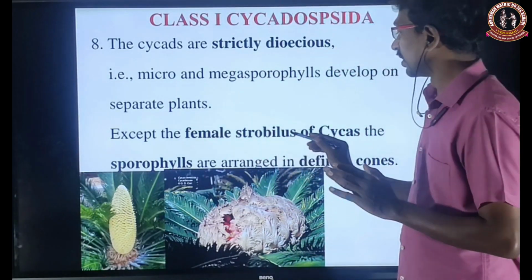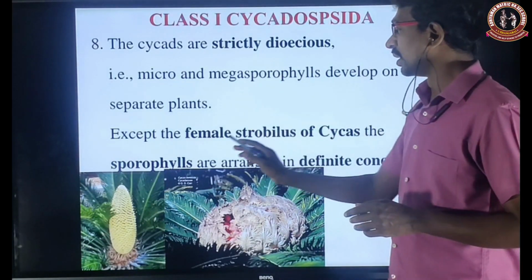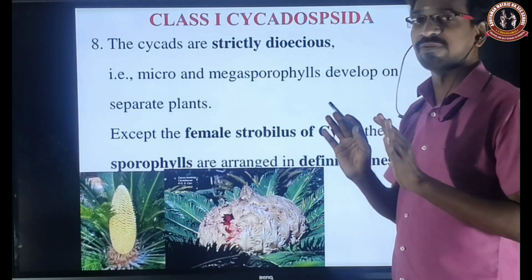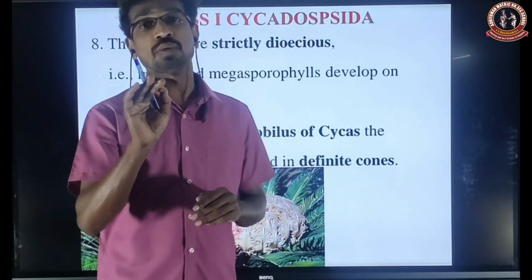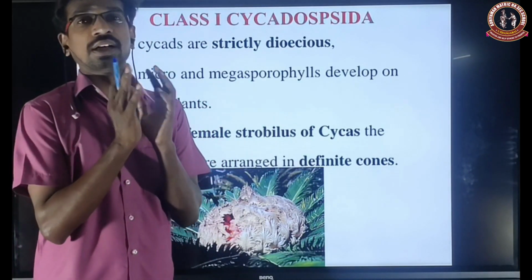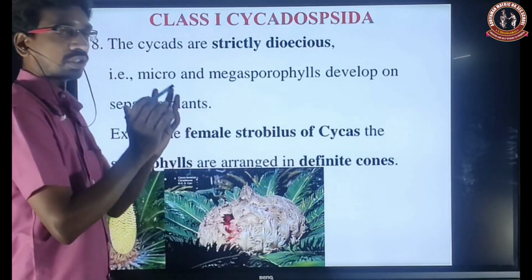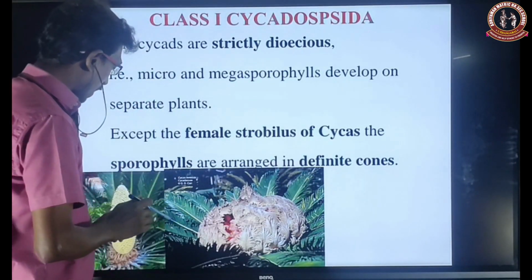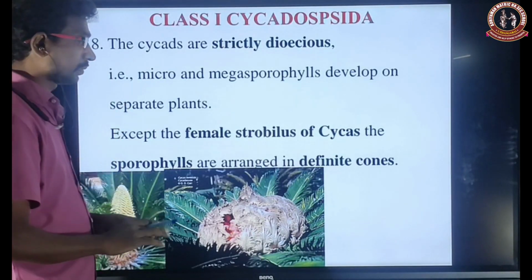Except for the female strobilus or cone of the cycads, the sporophylls are arranged in a definite cone-like structure. The female cone is not aggregated into a cone-like structure, but the male cone looks like a cone-like structure.